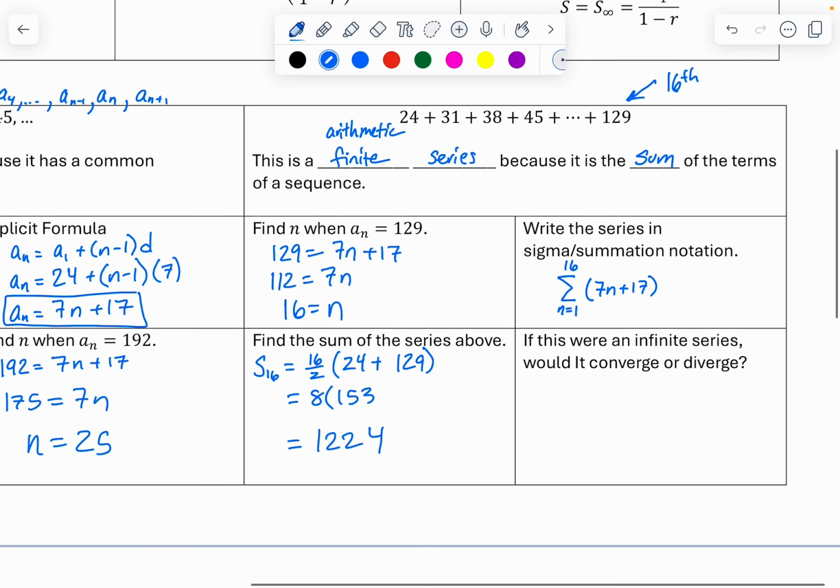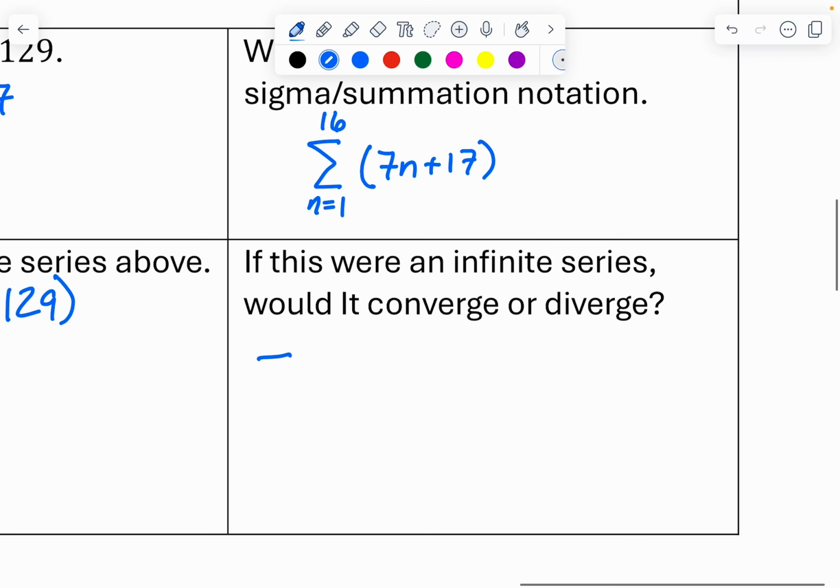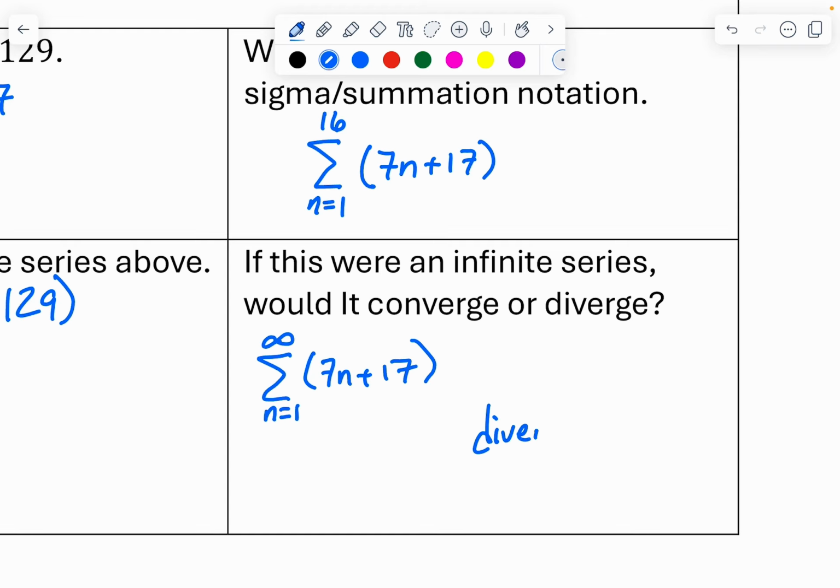It says, if this were an infinite series, if we had said instead the sum as n goes from 1 to infinity of 7n plus 17, would it converge or diverge? So basically what's happening, we keep adding bigger and bigger numbers. When you think, oh, I have found the biggest that this sum could be, I add the next term, and my number is bigger. As soon as you think, oh, this is as big as it's ever going to get, I go next, I add the next term of my series, and it's bigger. And so this one will diverge, and we would say here that the sum does not exist.